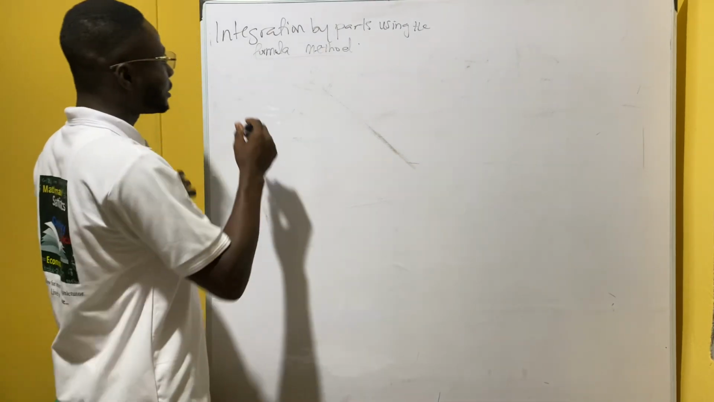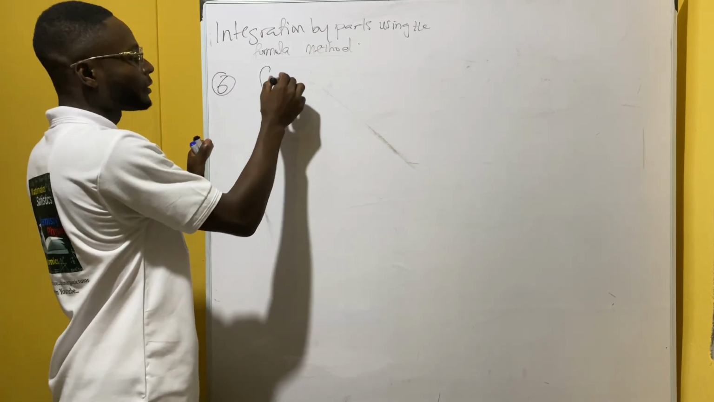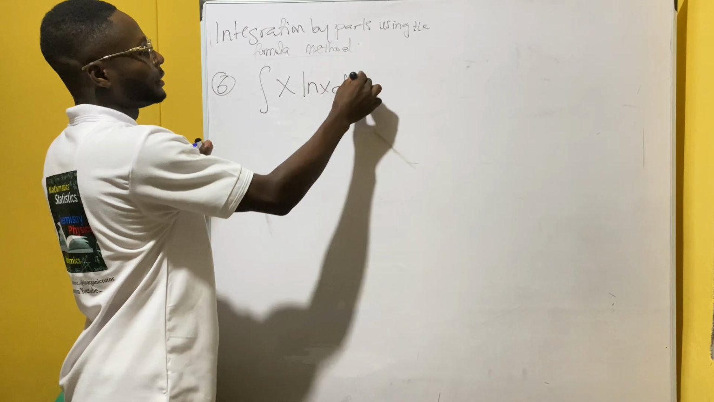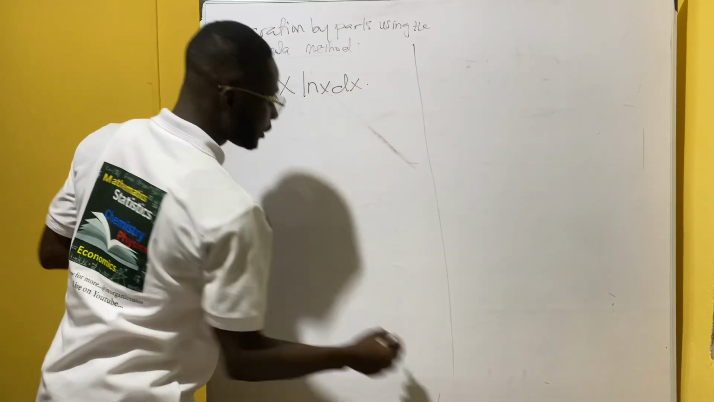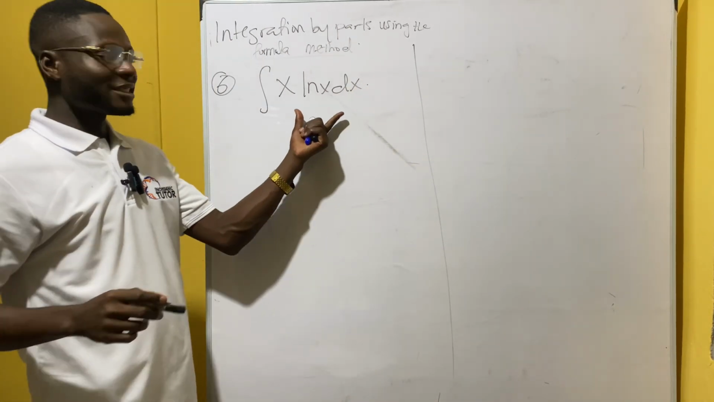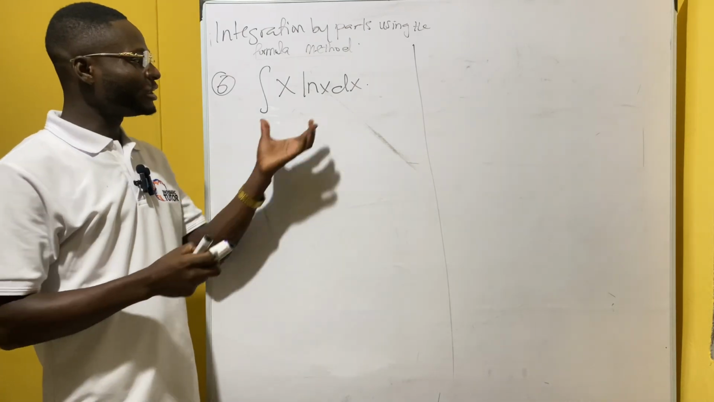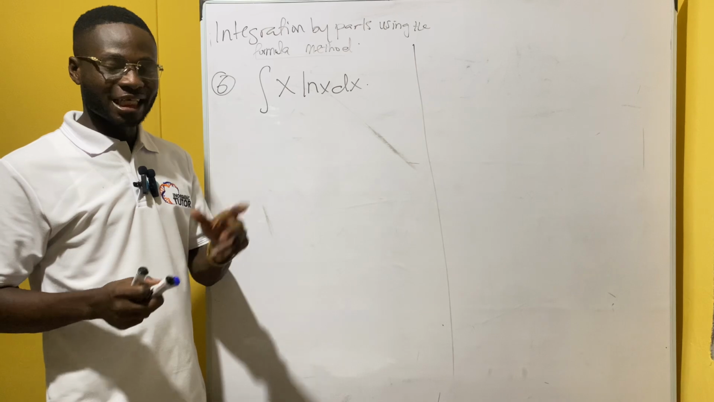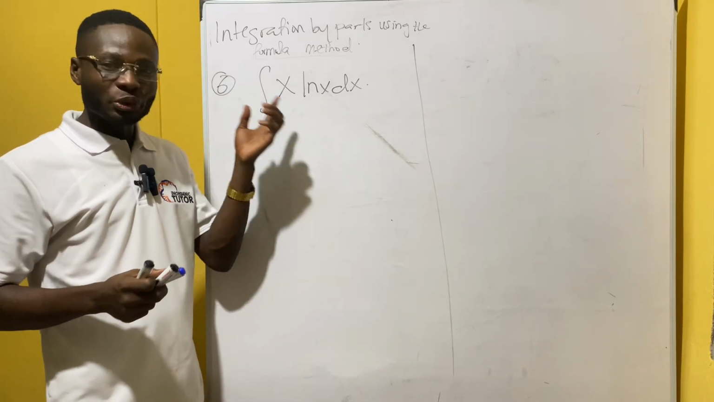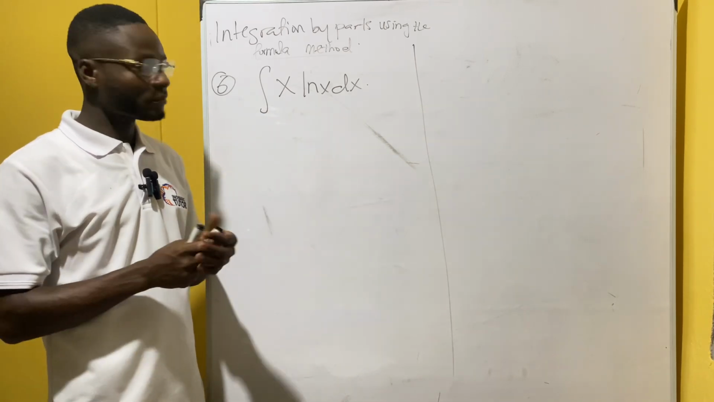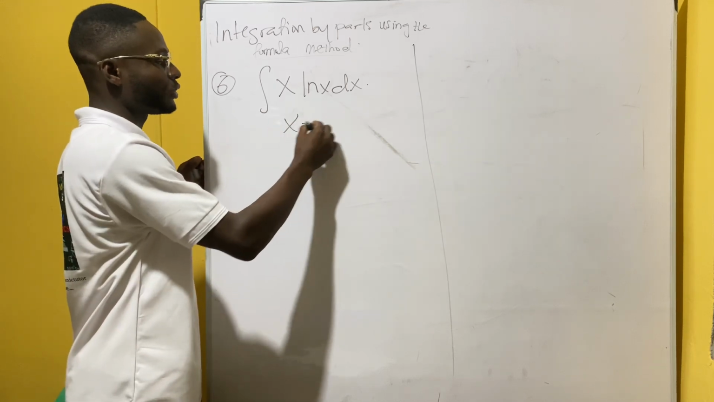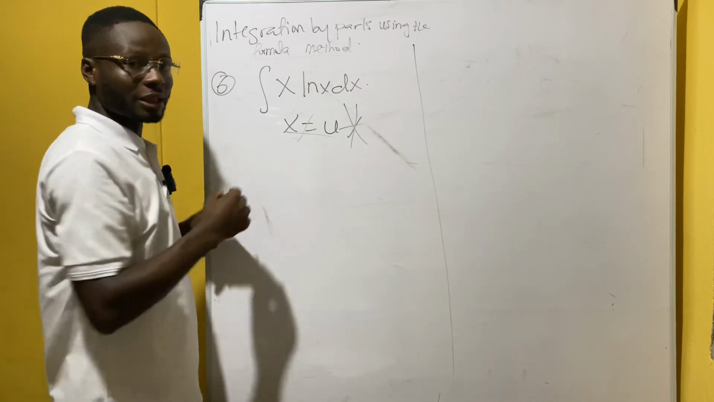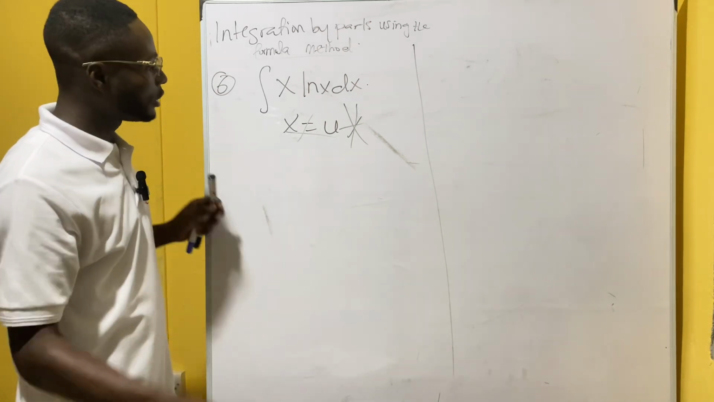So the sixth question is the integral of x ln x dx. So this question right here, naturally, when you just see this, you will be choosing x to be the u, but that is not the case. When you do that, you cannot work this problem. So x is not equal to u. You can't choose that. So let's go.